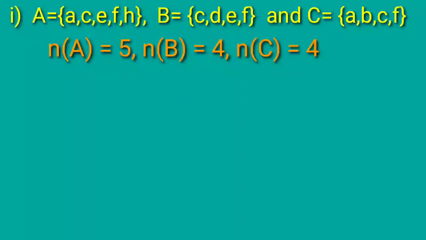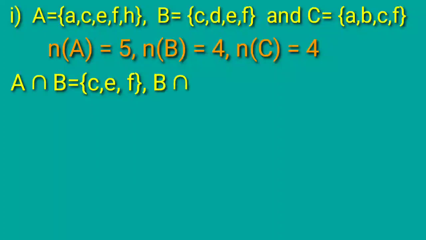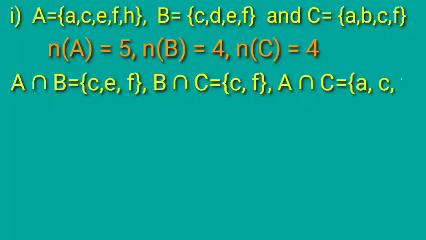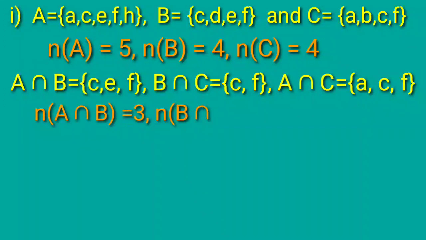Next we are going to find A intersection B. The common elements between A and B are C, E, F, and B intersection C gives C and F. A intersection C is equal to A, C and F. So n of A intersection B is equal to 3, n of B intersection C is equal to 2, and n of A intersection C is equal to 3.